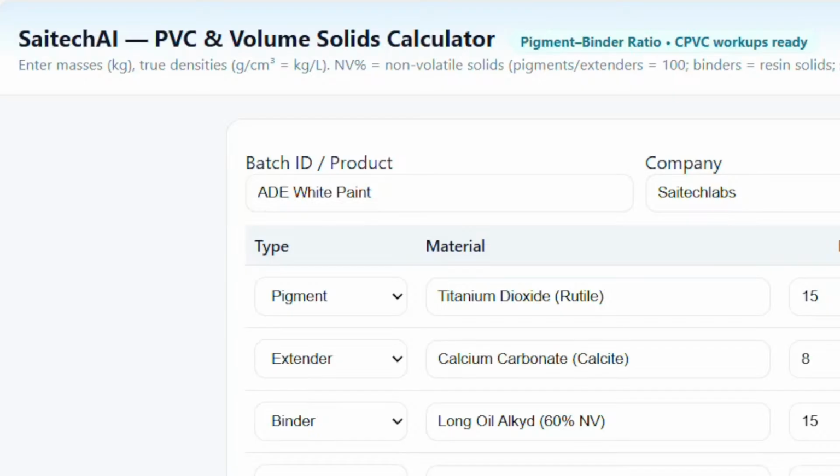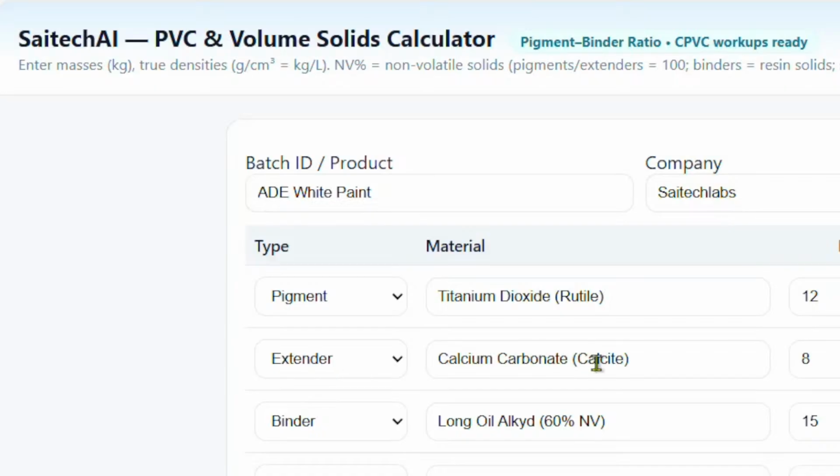And then it is 100% non-volatile material. So you can mention the non-volatile content also, being a powder. Let me say 100. Then you know very well, as I already suggested, when you change the mass, it will change the volume also based on the density. As I already suggested, weight by density is equal to volume. For example, let me keep this 12. Instantly it changes: 12 divided by 4.1, that is 2.927. So that is the volume of solids. We call it volume solid.